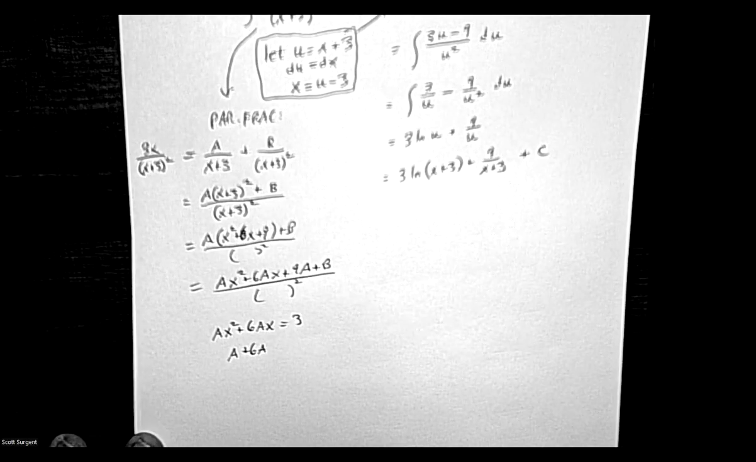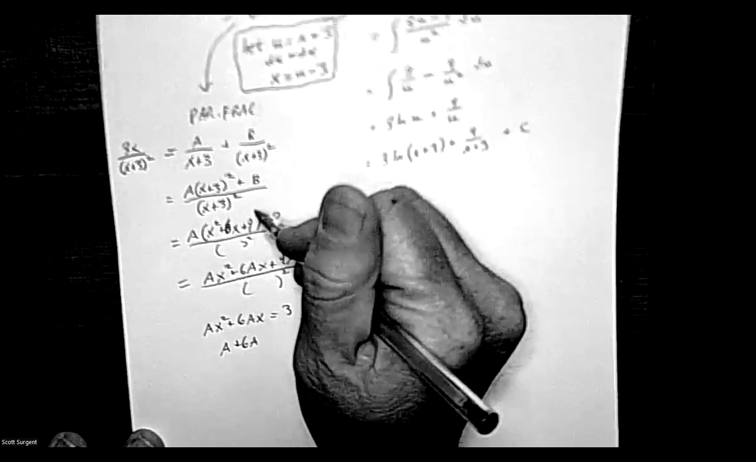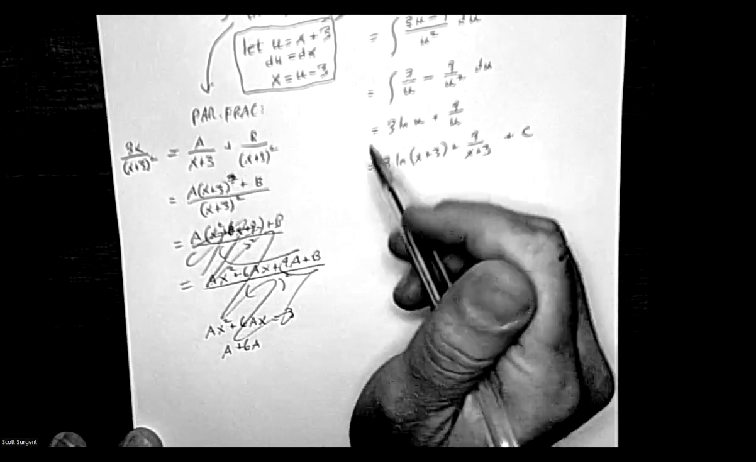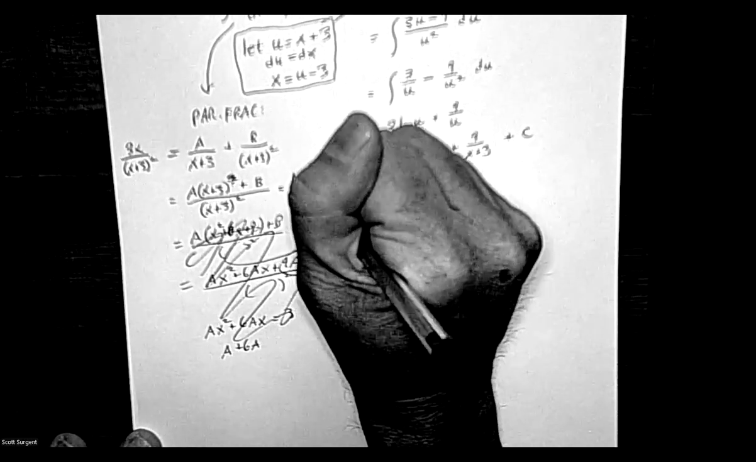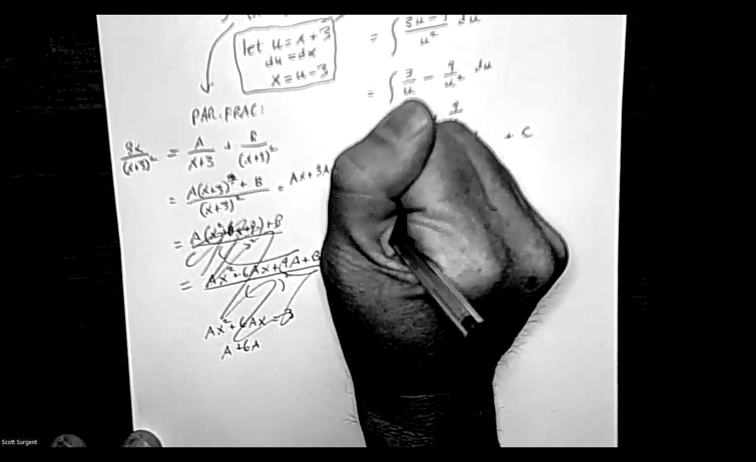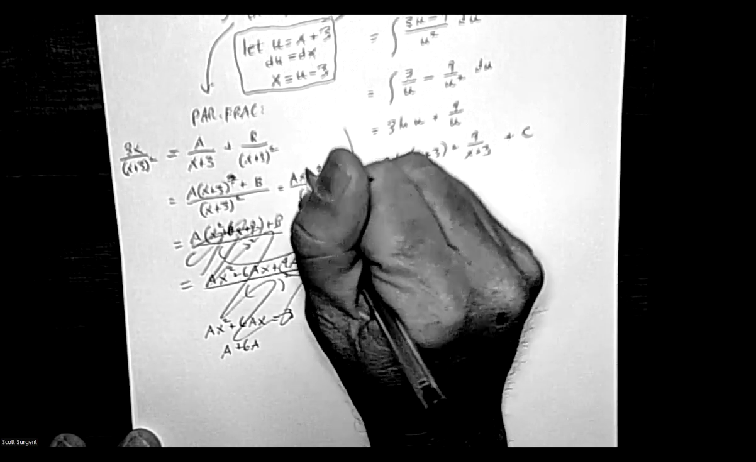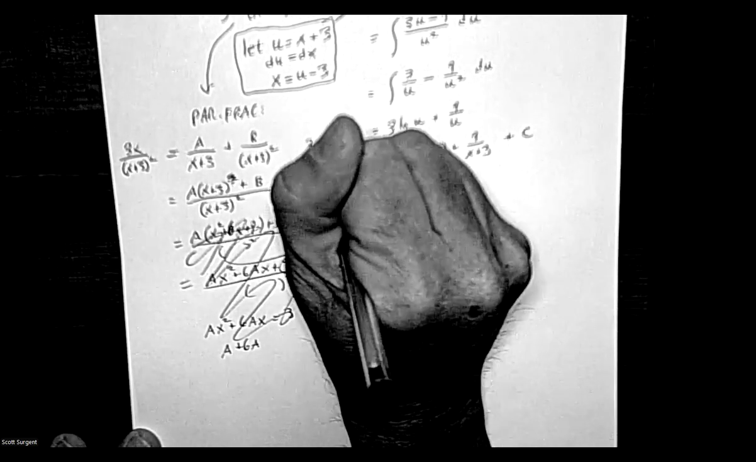Wait a minute, hold on. I made a mistake. I made this more complicated than I had to. I don't need to have a square here. So that would just be ax plus 3a plus b, and that's going to match up to 3x.